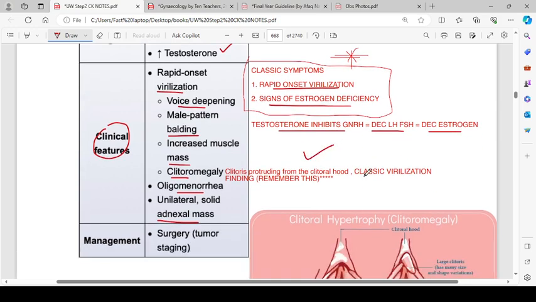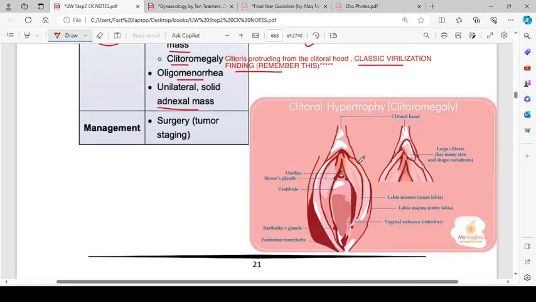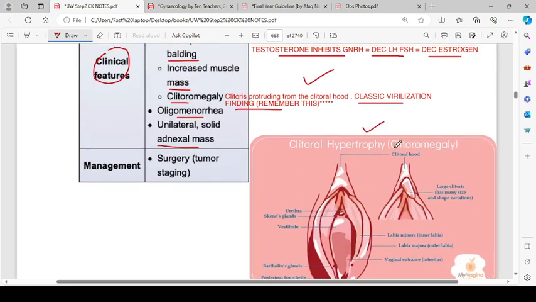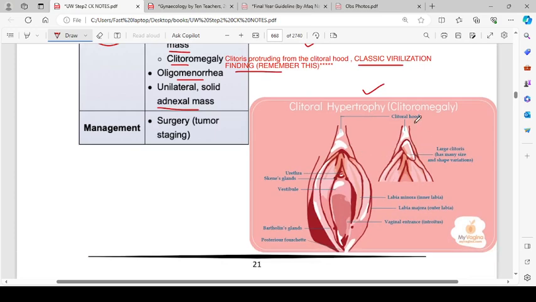Clitoris producing more clitoral hood, a classical virilization finding. Remember this. So the clitoral hypertrophy looks something like this. So this is the clitoral hood. Large clitoris has many size and shape variations. So this is the urethra, skin glands, vestibule, Bartholin glands, and posterior fourchette of the vagina. This is the vaginal entrance, labia majora, and labia minora.